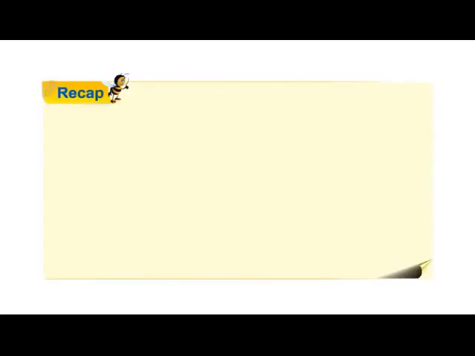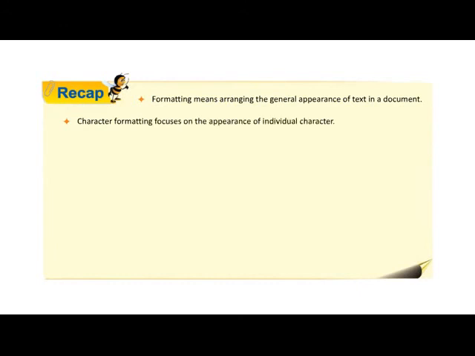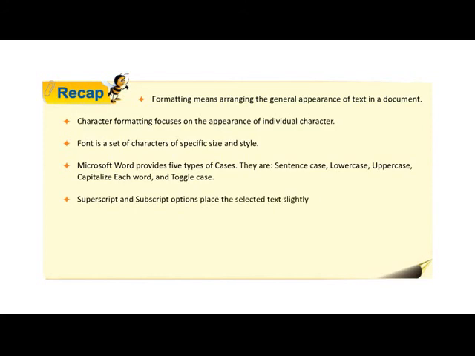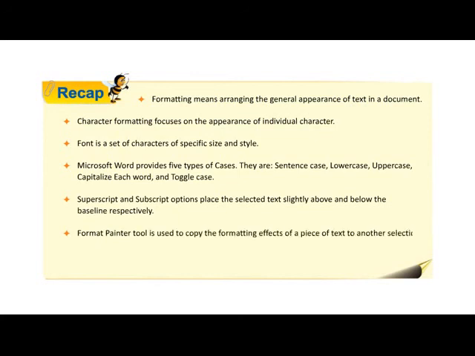Okay students, let us take a recap of this chapter. Formatting means arranging the general appearance of text in a document. Character formatting focuses on the appearance of individual characters. Font is a set of characters of specific size and style. Microsoft Word provides 5 types of cases. They are sentence case, lowercase, uppercase, capitalize each word and toggle case. Superscript and subscript options place the selected text slightly above and below the baseline respectively. Format Painter tool is used to copy the formatting effects of a piece of text to another selection.